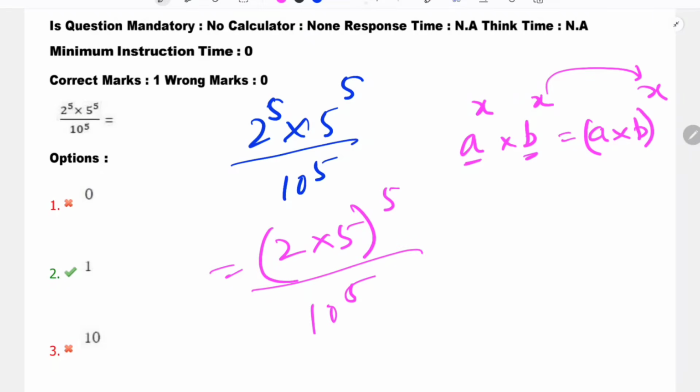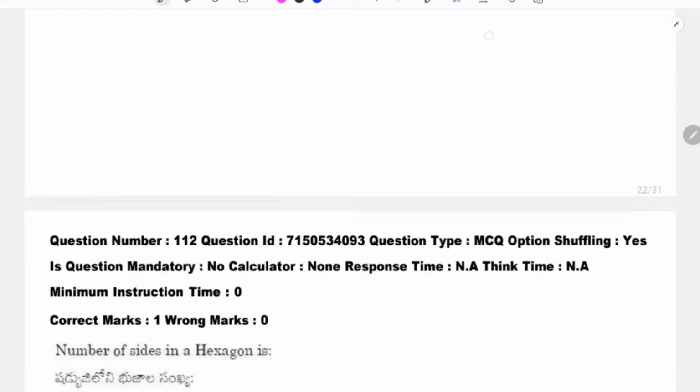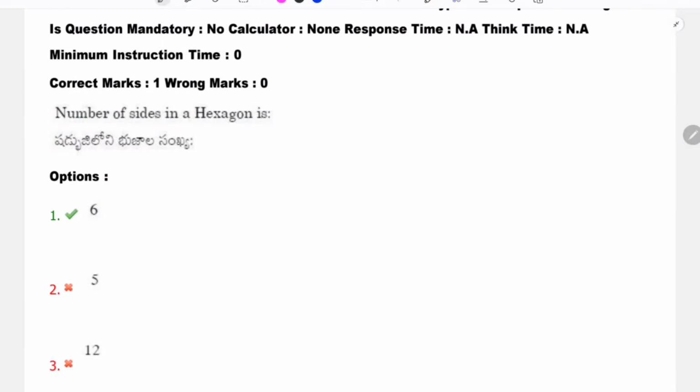Clear? Compare with this one. Here a is 2, b is 5. So 2 into 5 is how much? 10 power 5 divided by 10 power 5. Both are the same, so they cancel, and the answer is 1. When both are the same, the answer is 1. So the formulas of exponents and powers, in that chapter, you have to remember.